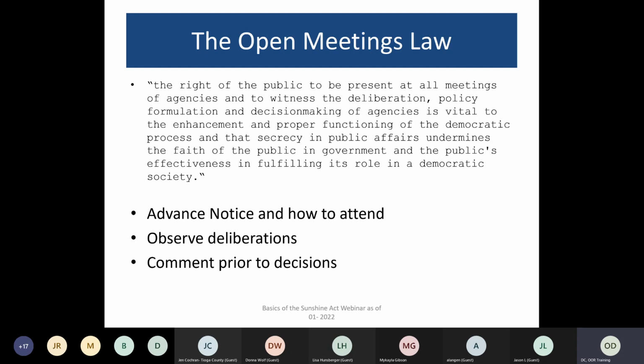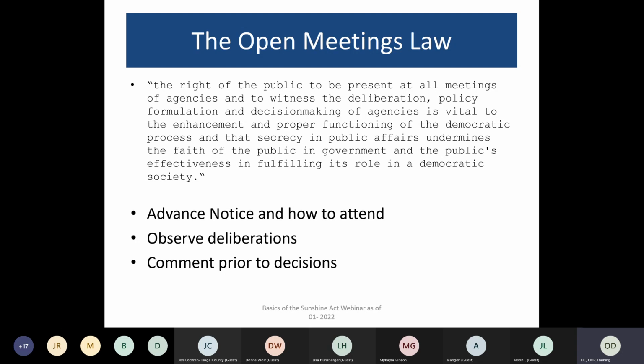And then they also have the right to comment prior to the agencies making any decisions. And when I use the term agency, that's in a very generic sense. It could be a state agency, commission, board, whatever government entity it might be, as well as local government in Pennsylvania: cities, boroughs, townships, school districts, public authorities, public boards, public commissions, any form of local government where there is deliberation and decision making taking place.